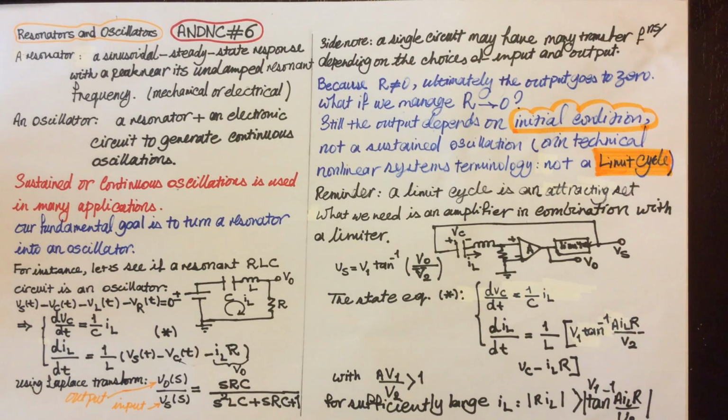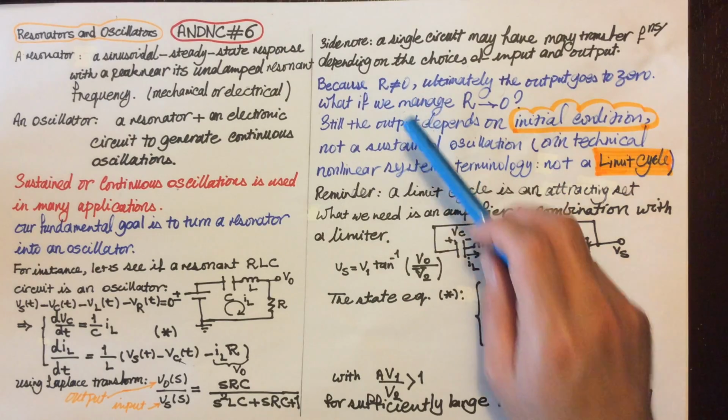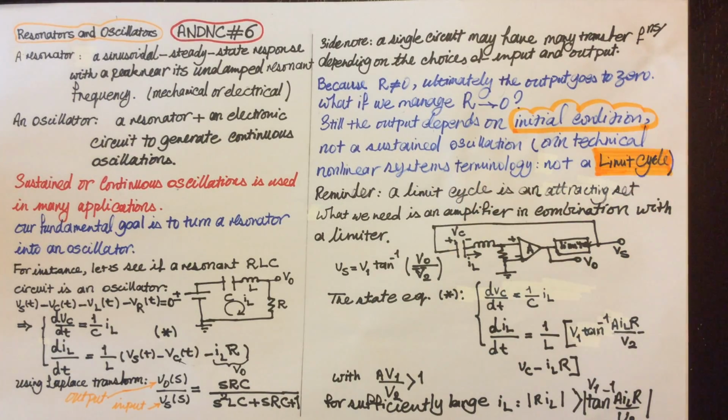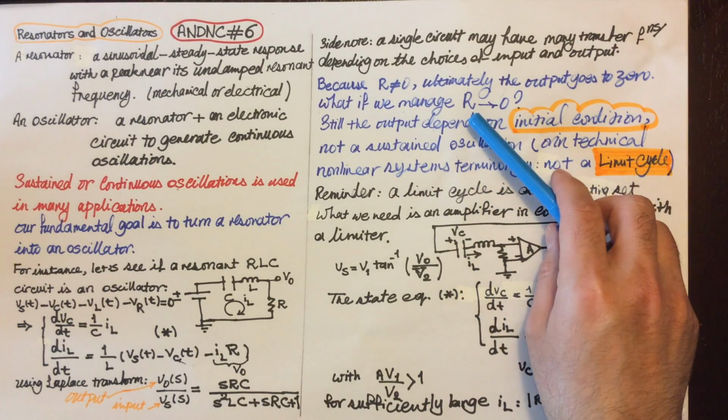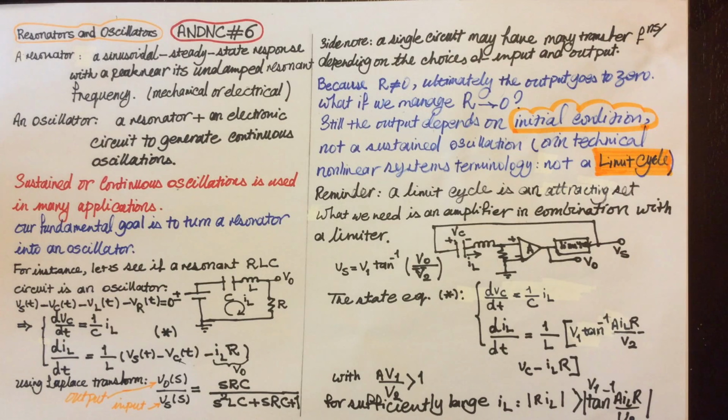First off, we know that because R, the resistance, is not zero, ultimately the output goes to zero. But what if we manage to set R equal to zero? Hypothetically, we can have infinite admittance, and then the resistance goes to zero. We know that practically it's not possible, but this is one way to get rid of damping. So say we could have an undamped system. Then we can have a sustained oscillation. The other way is, let me also explain this.